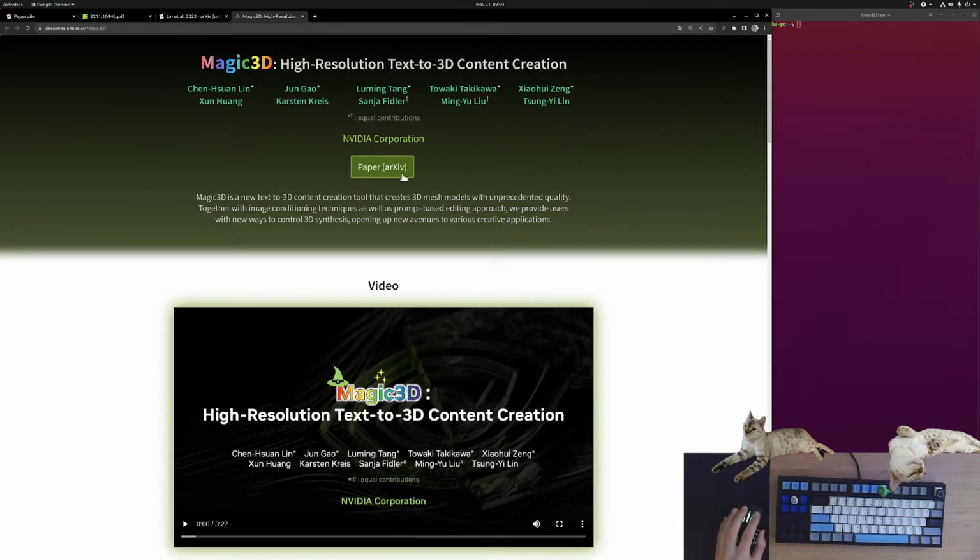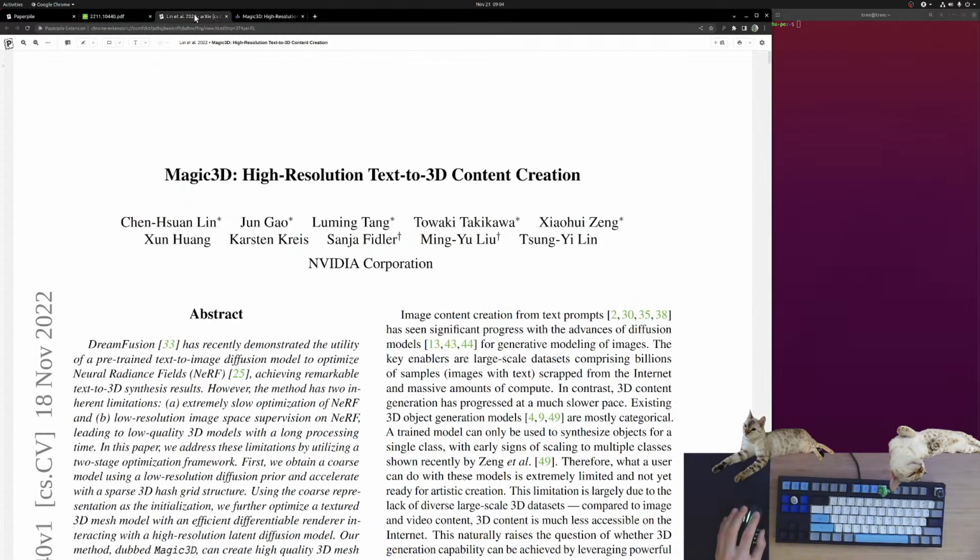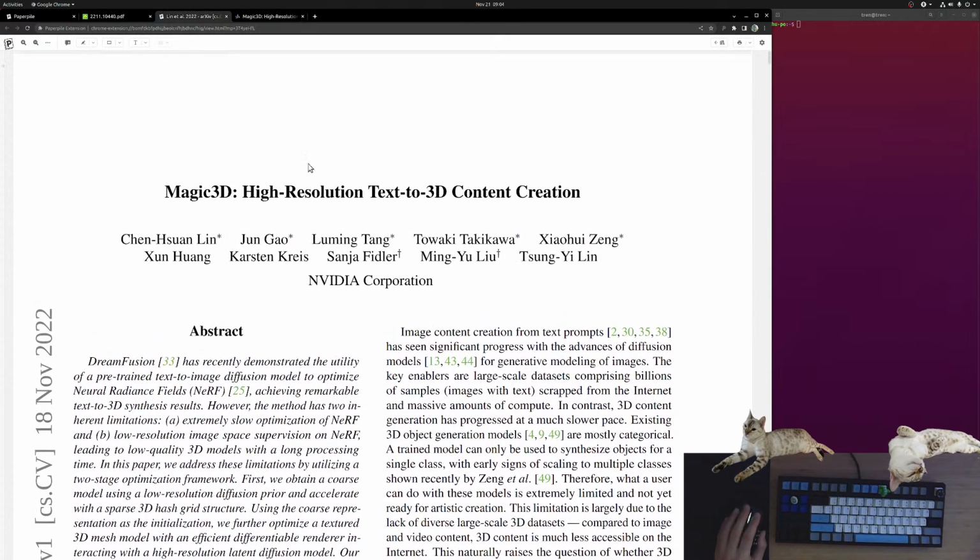Cool, so let's go ahead and open this paper in good old paper pile. Let's get our highlighter ready and let's get started. Let me take a sip of this and then we'll get started.